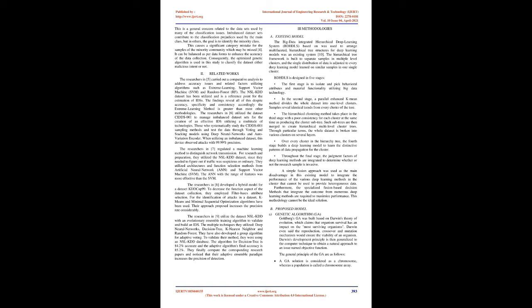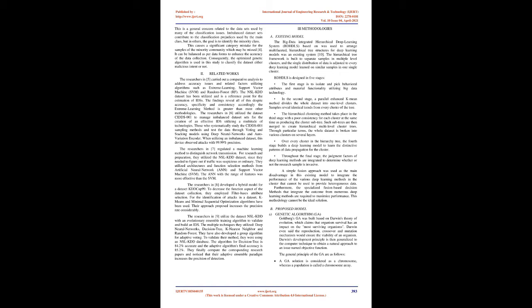The researchers in 9 utilized the dataset NSL-KDD with an evolutionary ensemble training algorithm to validate and build an IDS. The multiple techniques they utilized: deep neural networks, decision tree, k-nearest neighbor, and random forest. They have also developed a group algorithm for adaptive voting. To validate their method, they were using the NSL-KDD database. The algorithm for decision tree is 84.2% accurate and the adaptive algorithm's final accuracy is 85.2%. They finally compared the corresponding research papers and noticed that their adaptive ensemble paradigm increases the precision of detection.